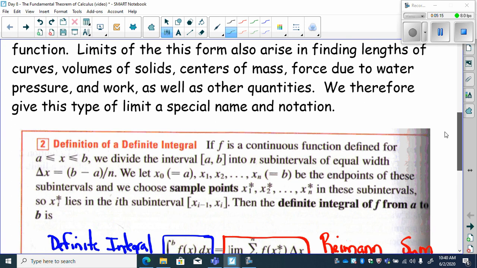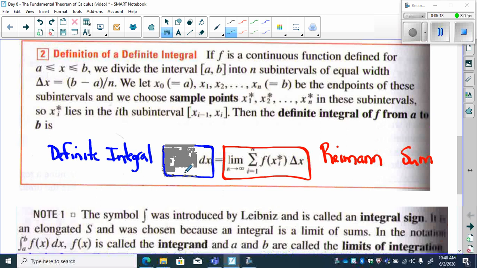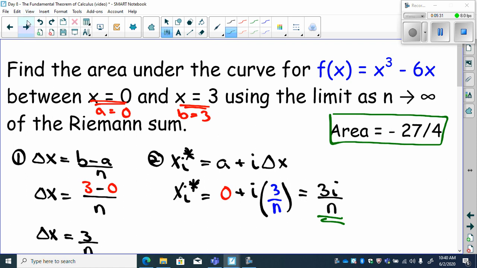And it's as simple as this. A definite integral is equal to an infinite Riemann sum. So this is what we did in the previous two videos. This is what we're doing today. Here is a question that we would have looked at yesterday using an infinite Riemann sum. The answer is negative 27 over 4.